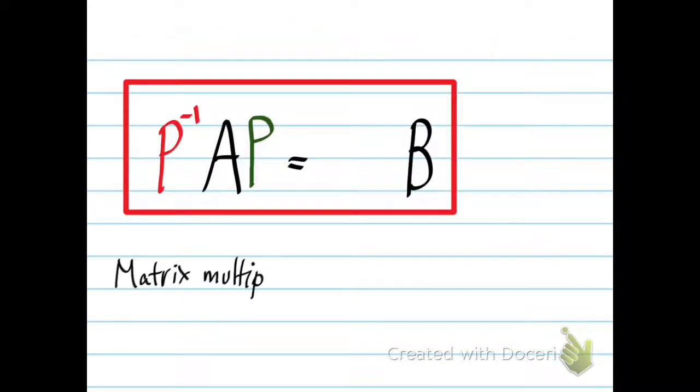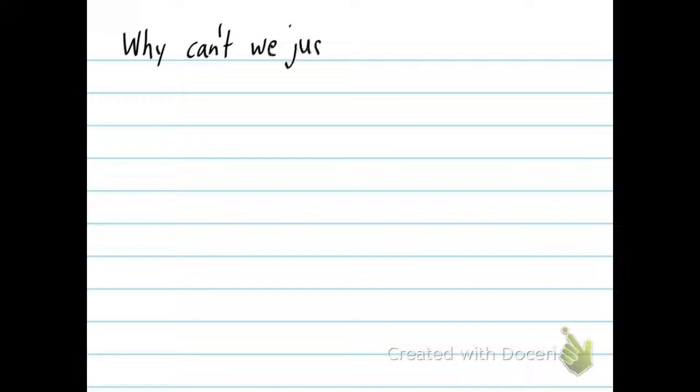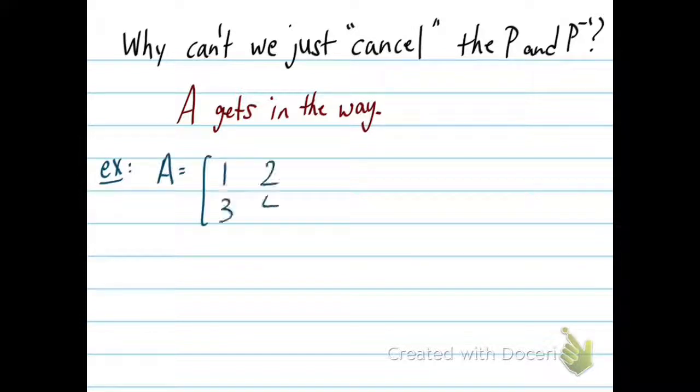Now just remember, matrix multiplication is non-commutative in general. That tells us this is the answer, and we can't just cancel the P and the P inverse. So why can't we cancel it? Well, we can't just change the order around, and so this matrix A gets in the way. We can see this concretely in an example.